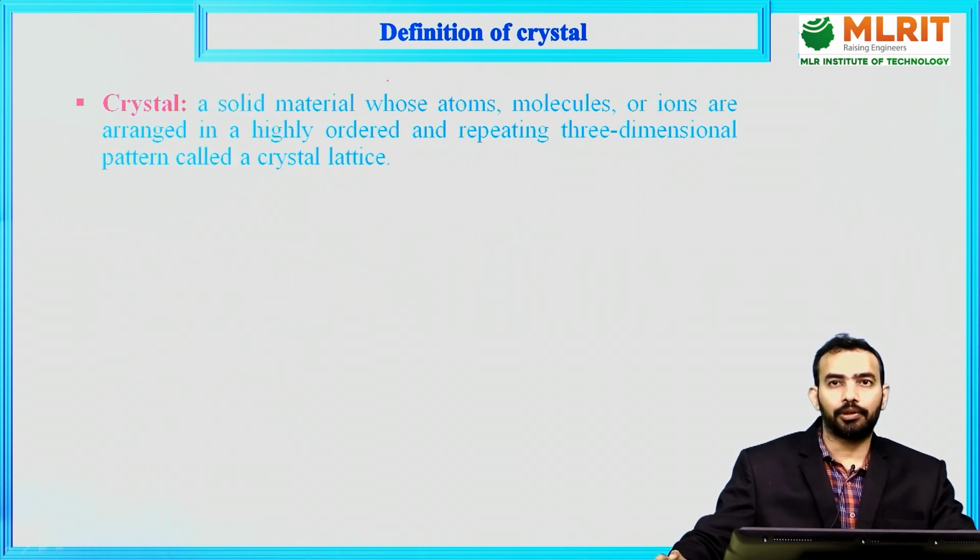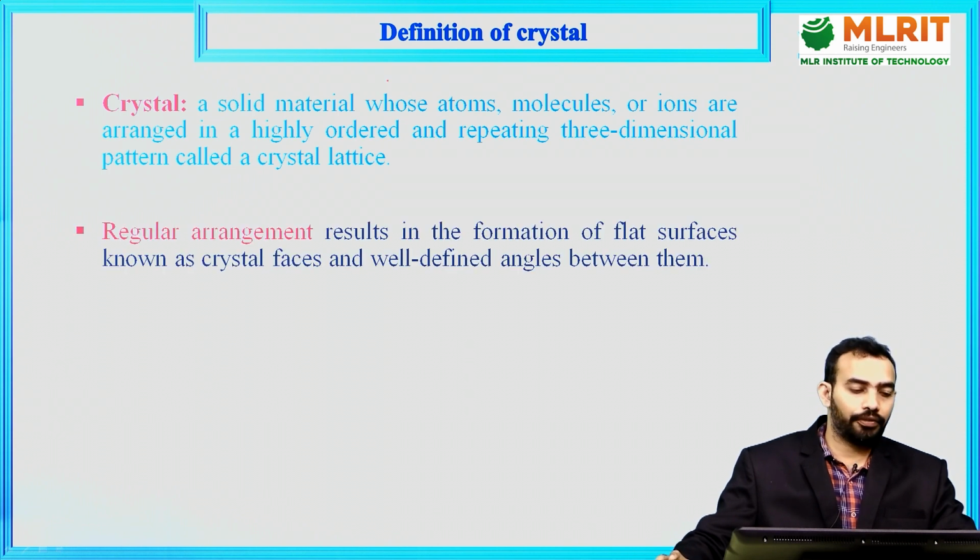Now let us look at some of the definitions. Let us start with the crystal. A crystal is defined as a solid material whose atoms, molecules or ions are arranged in a highly ordered and repeating three-dimensional pattern, and that is called a crystal lattice or crystal. So we have a regular arrangement in the material here. That results in the formation of flat surfaces that are known as crystal faces, and these faces have well-defined angles between them. So there is a regular arrangement in this particular solid material.